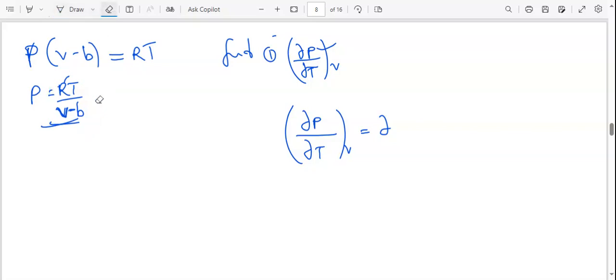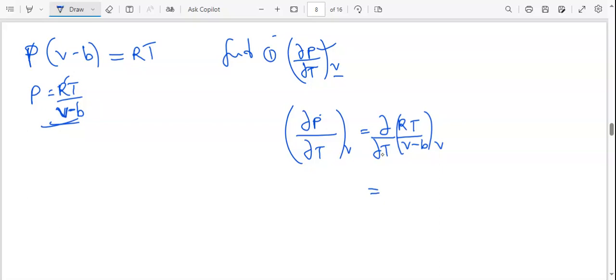Hope that is clear. So I'll put P wherever there is P here, so I'll put RT over volume minus B, like that. That's my P, right? Then it will be over the partial in T. Then you maintain that one which they gave you, like that.